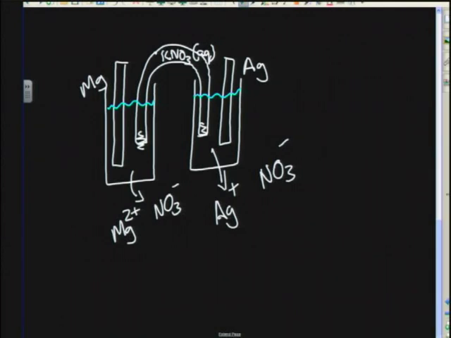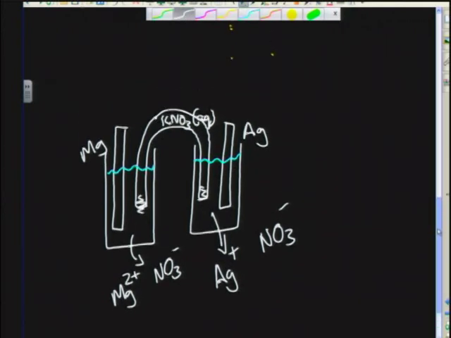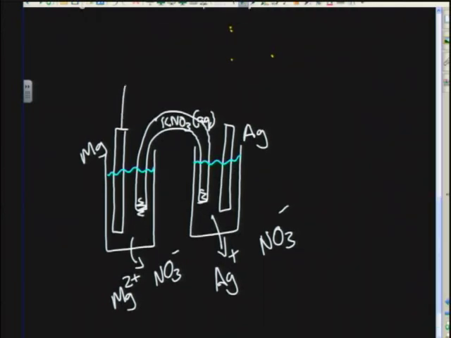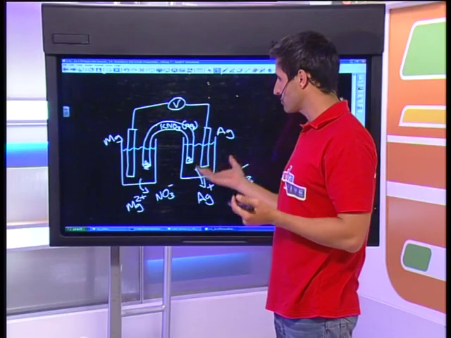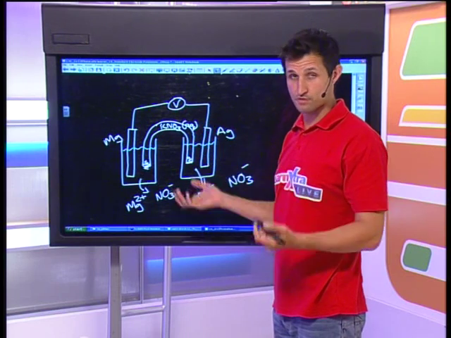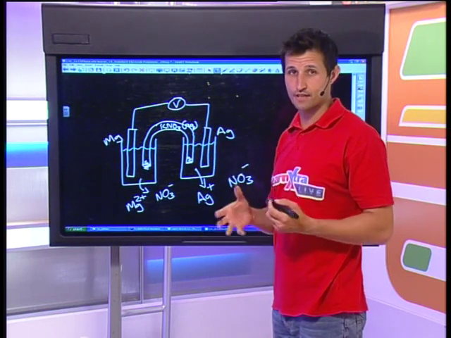We cannot actually measure the voltage of this. Now, you saw me use a voltmeter. So I've got to connect a voltmeter between these two electrodes. So there we go. A voltmeter is connected between these two. So there is the full apparatus. But now we haven't answered the question yet. Do I have magnesium as positive or negative? Or do I use my silver as positive or negative? How on earth can I tell?